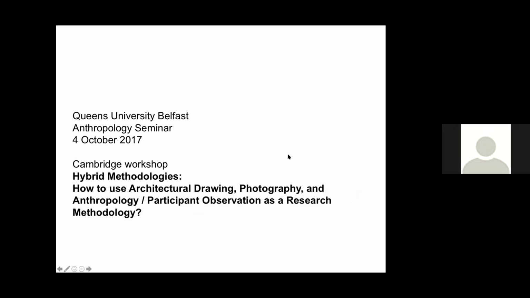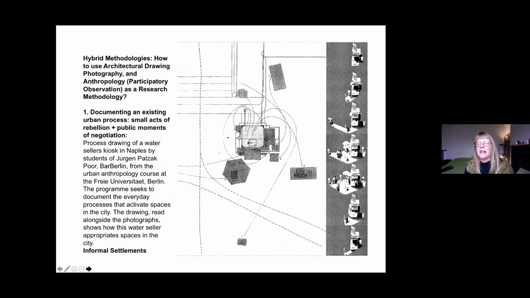Perfect. Brilliant. So this was a seminar that I did the very first week I started the PhD, and it was about using hybrid methodologies. So how to use architectural drawing, photography, and anthropology, participant observation as a research methodology. And I'd also shown this in Cambridge just before I started in Queen's. And so this is kind of an example.